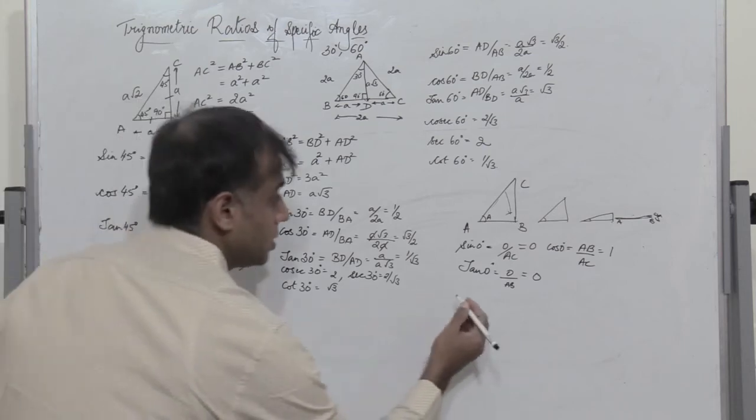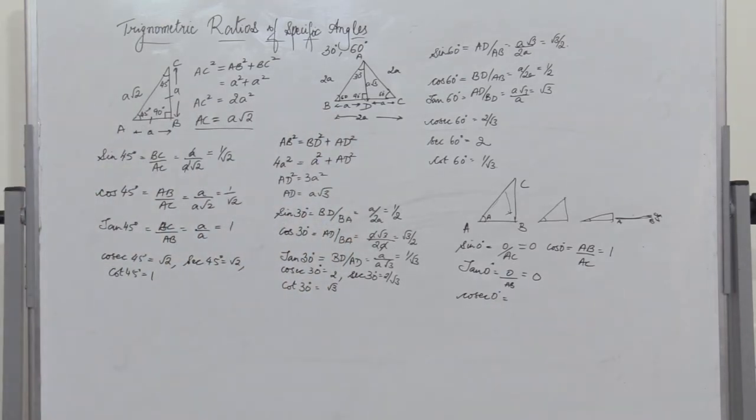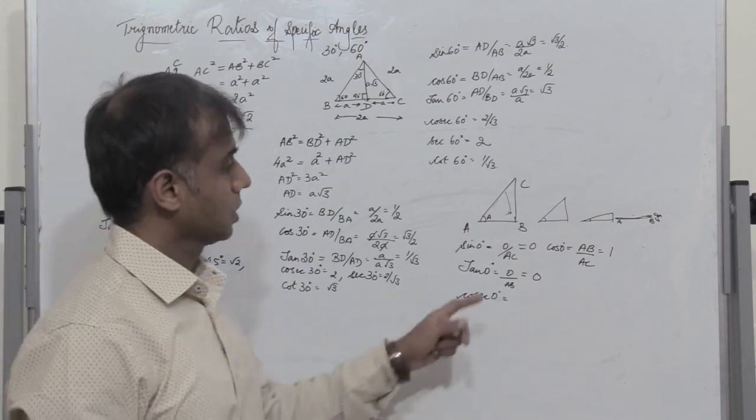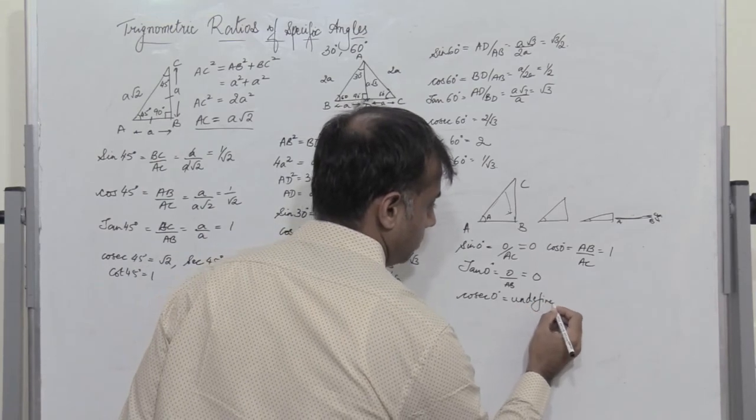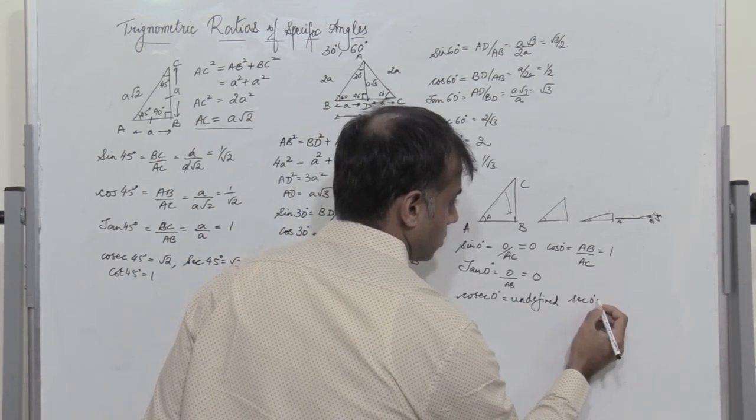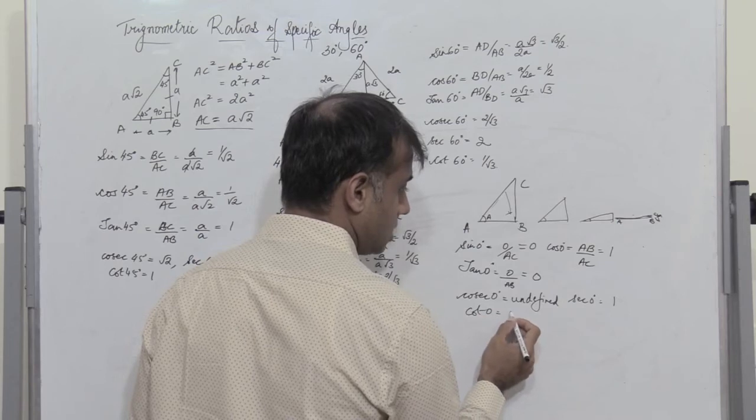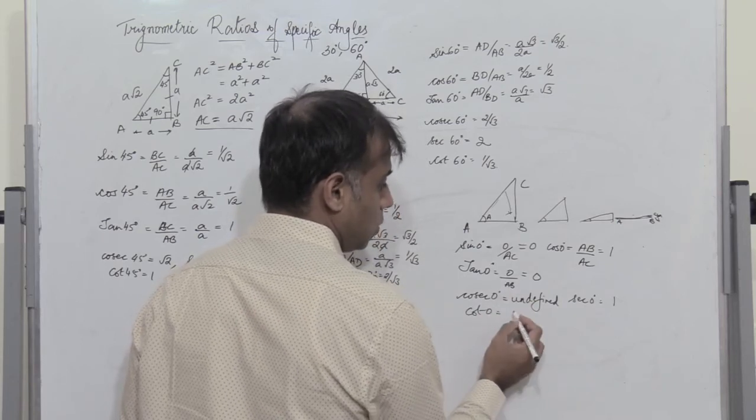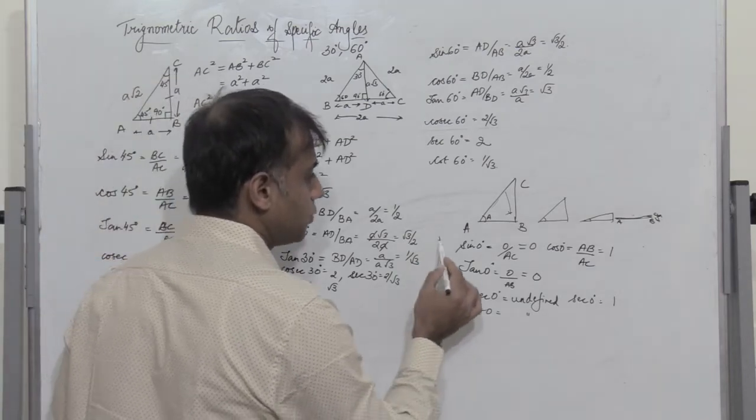What about cosecant? Cosecant 0, so we have to find the inverse, isn't it? Cosecant 0 is 1 by 0, which is undefined. Secant 0 is the inverse of 1, which is 1 itself. Cot 0 is again something by 0, which is undefined. Okay, so cosecant 0 is undefined, secant 0 is 1, and we find that cot 0 also is undefined. So these are the conditions for 0.